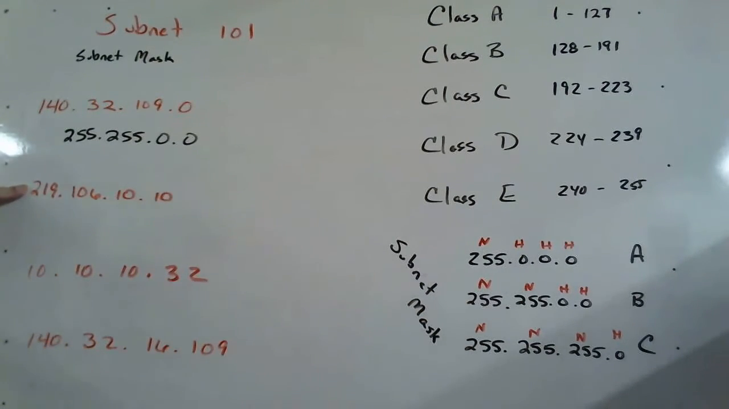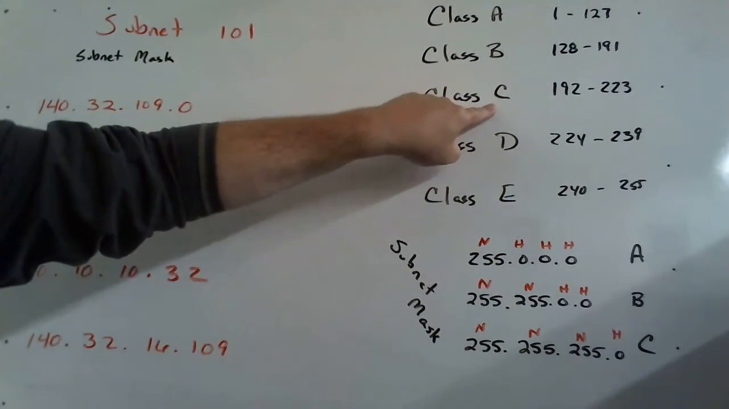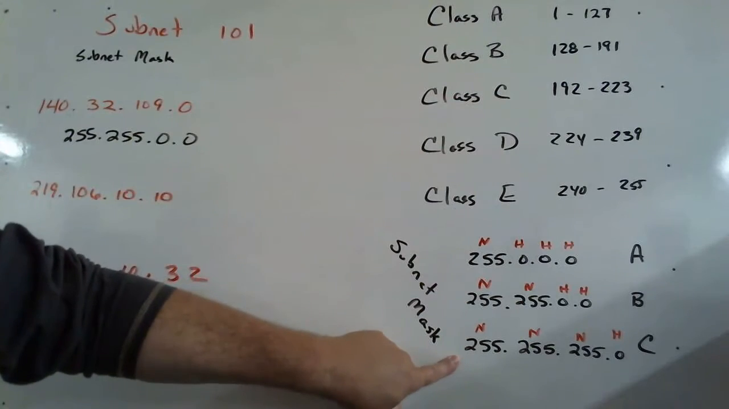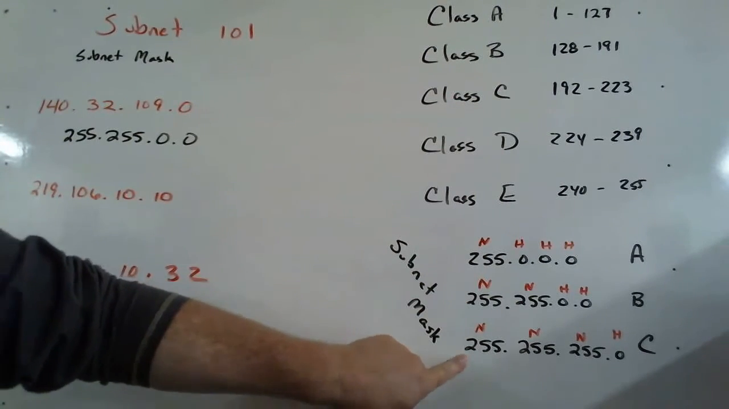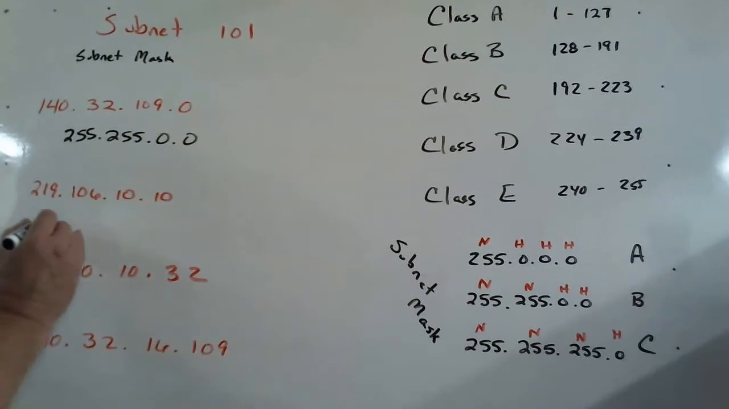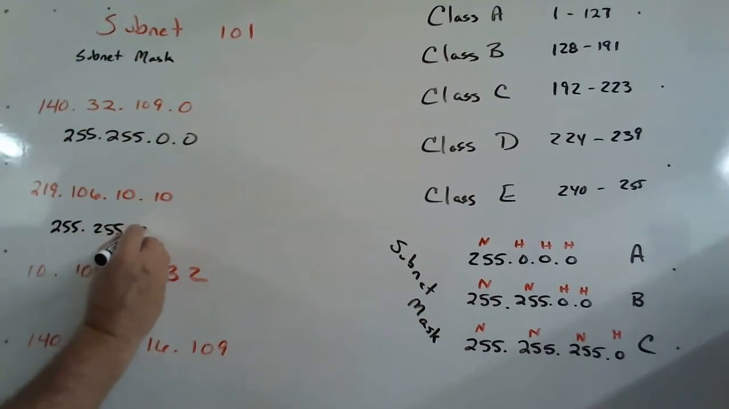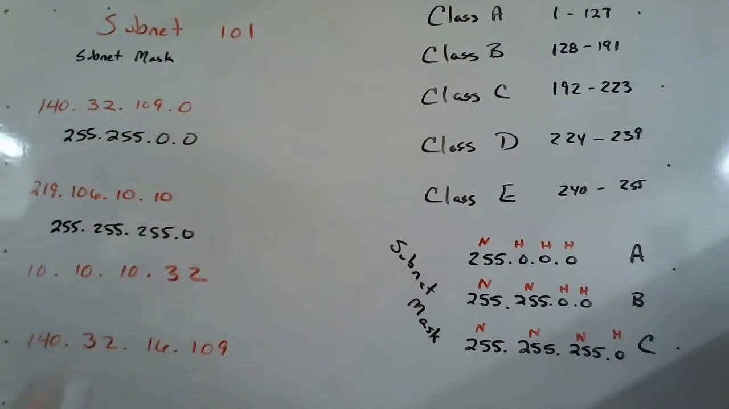Problem number two, 219. Where does 219 fall? That happens to be a class C. What is the Class C subnet mask? Triple 255.0. So again, I'm going to do 255, 255, 255, 0.